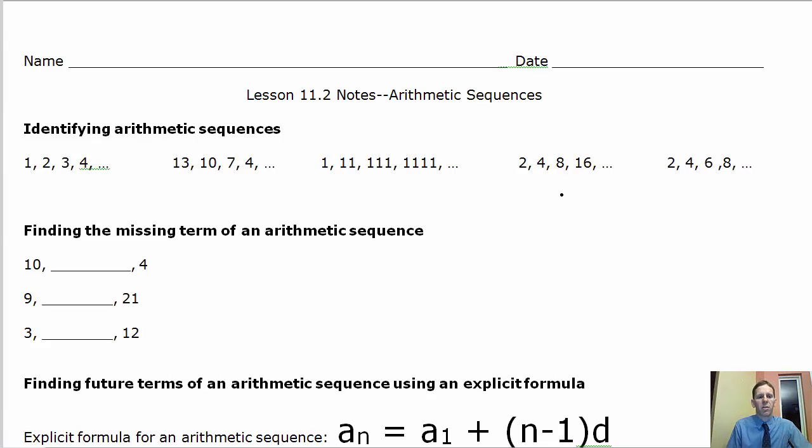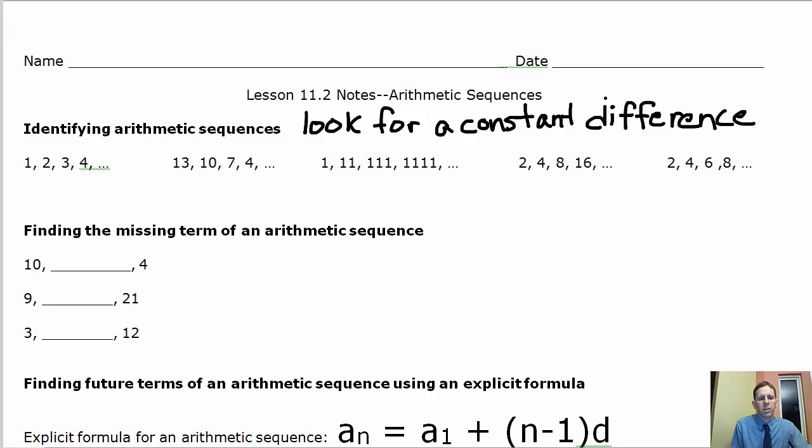First of all, to identify an arithmetic sequence, what we're looking for is a constant difference. That is, between terms, the numbers should be increasing or decreasing by the same value. Think of repeated addition or subtraction. For example, in the first sequence, you can think of the difference between these terms as being 1. They're increasing by 1. To get from one term to the next, you could add 1. So this constant addition and subtraction by the same number means that this is an arithmetic sequence with a constant difference of 1.